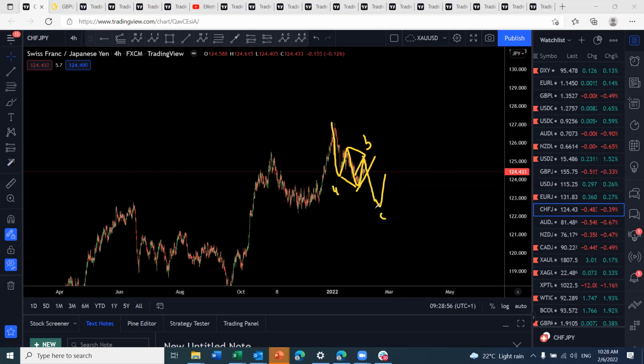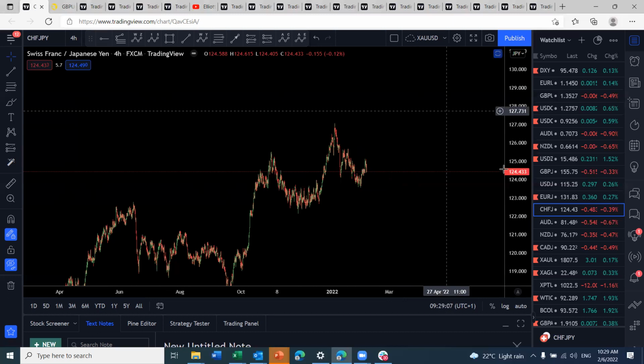There's a potential for this to even continue lower and invalidate the ABC, and we just get this one here. For now, we're just going to focus on the move from current levels to around this level. That's the move we're going to be looking at in the week.